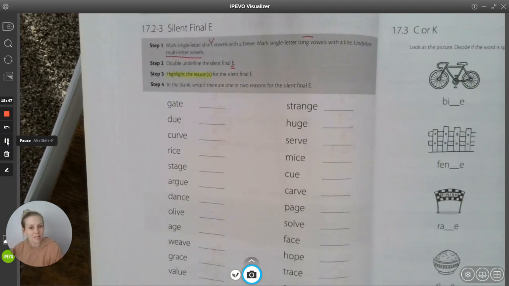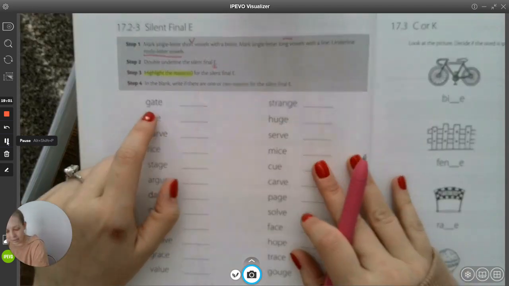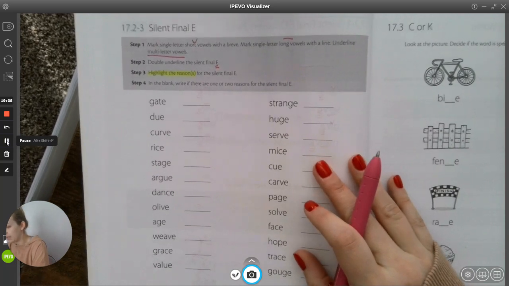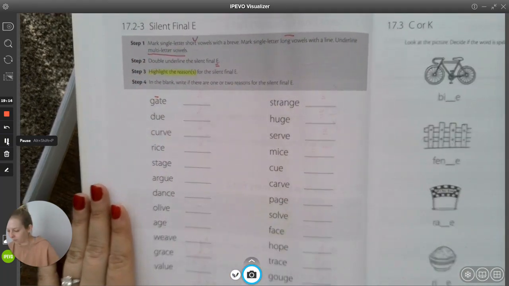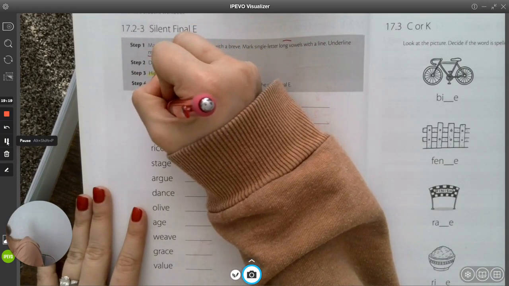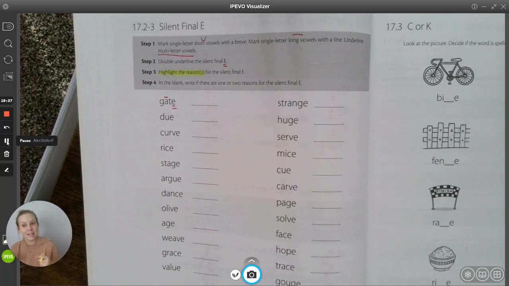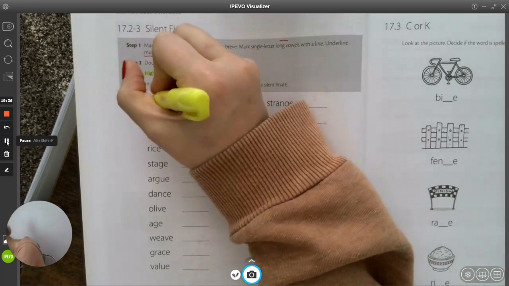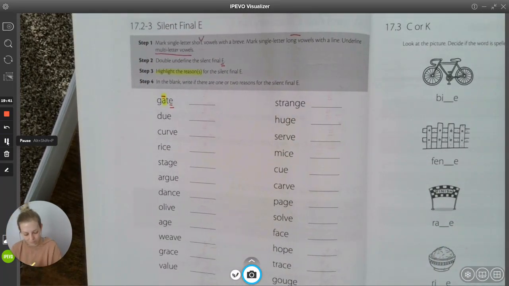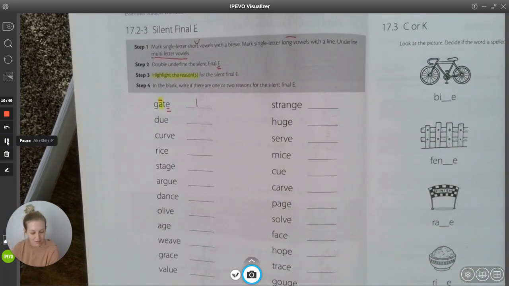So let's do a couple of these together. And then I'll let you work on your own and pause the video, and then you can check your answers, okay? All right. So we have the word gate. Okay, first step, is it a long or short sound or a multi-letter vowel? It's long, so we'll do long macron there. We need to double underline silent final E, and then we need to highlight the reason for silent final E. And in this case, E is the silent final E because A is saying its long sound. So we're going to highlight that long A.